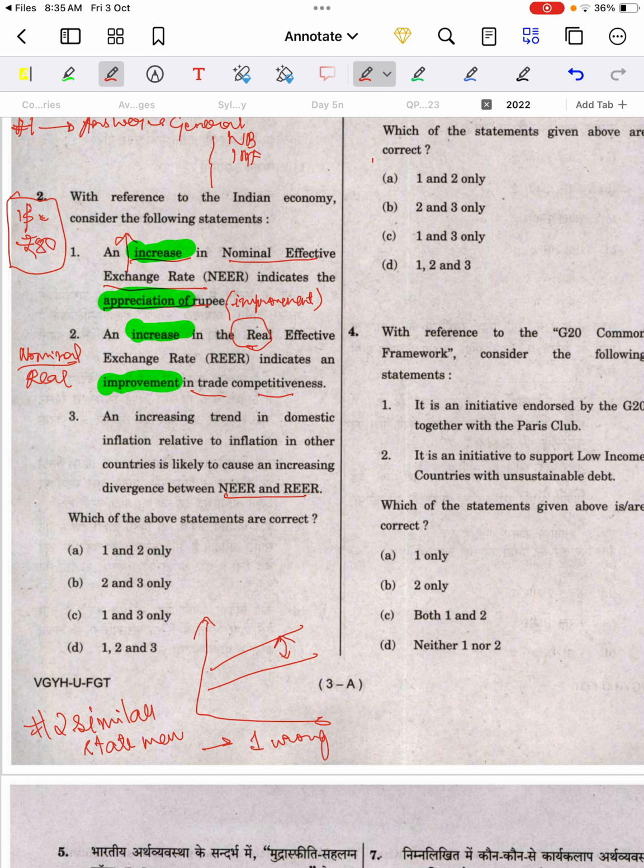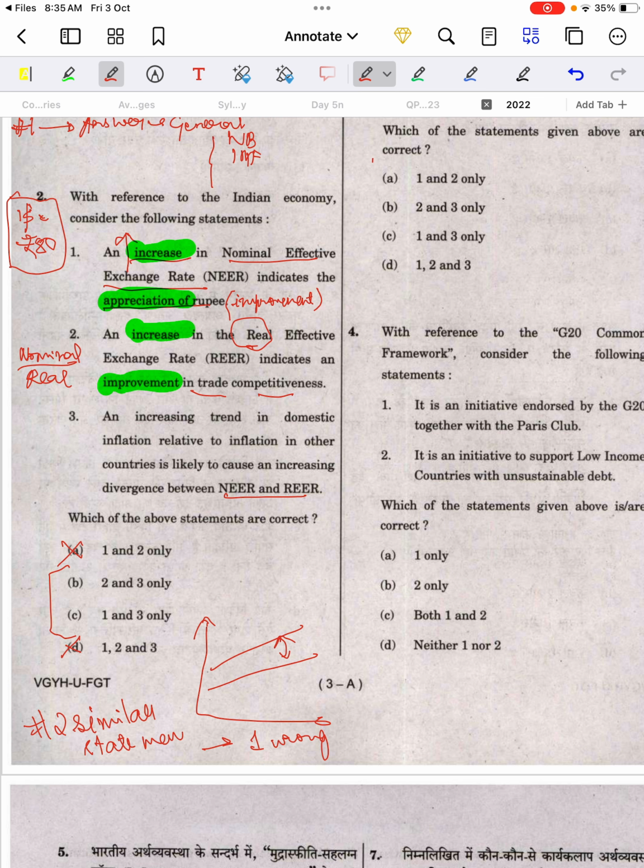Look at statement 2 and statement 1. Both are very similar statements, right? It starts similarly: an increase in dash indicates dash, an increase in dash indicates dash. Both are two similar statements, so at least one must be right. So let's assume that statement 1 is right, and statement 3 also won't be wrong. So it has to be between B and C. This is according to the elimination technique.